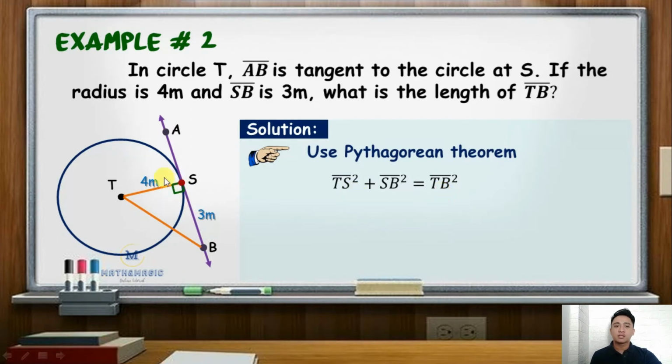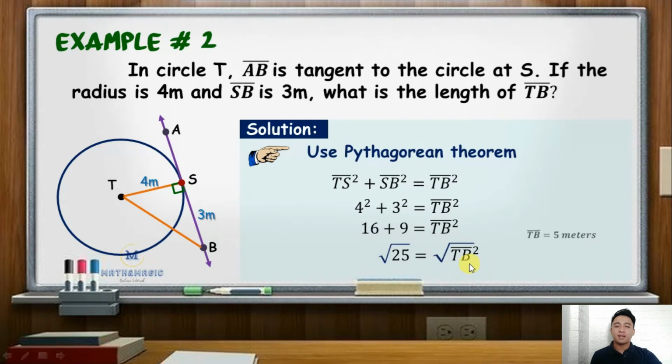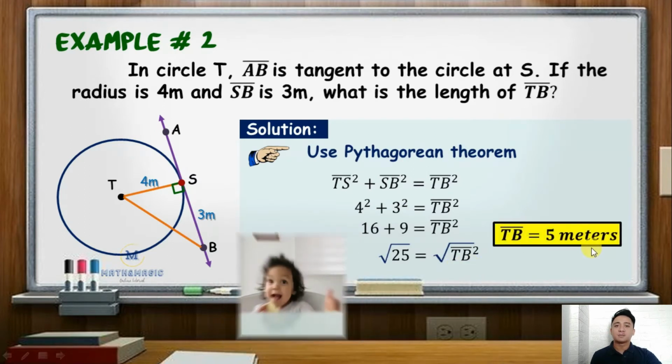Substituting the values, segment TS is 4 meters, while segment SB is 3 meters. The square of 4 is 16, while the square of 3 is 9. Adding 16 and 9, the sum is 25. Solving for the length of segment TB, we will get the square root of both sides. Hence, segment TB is 5 meters.